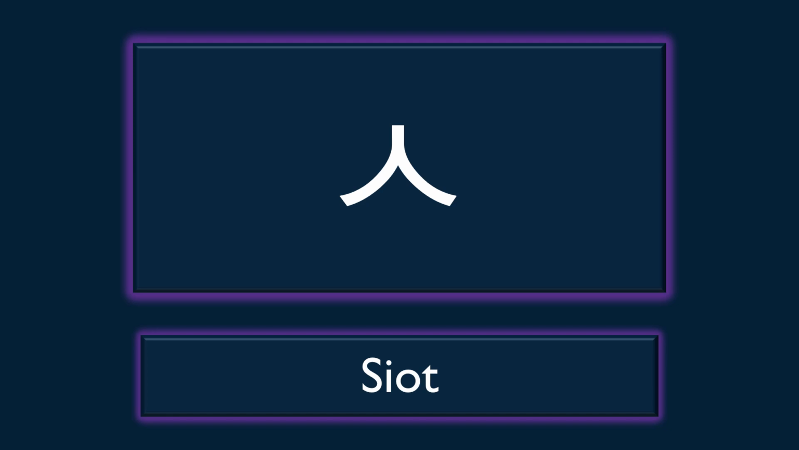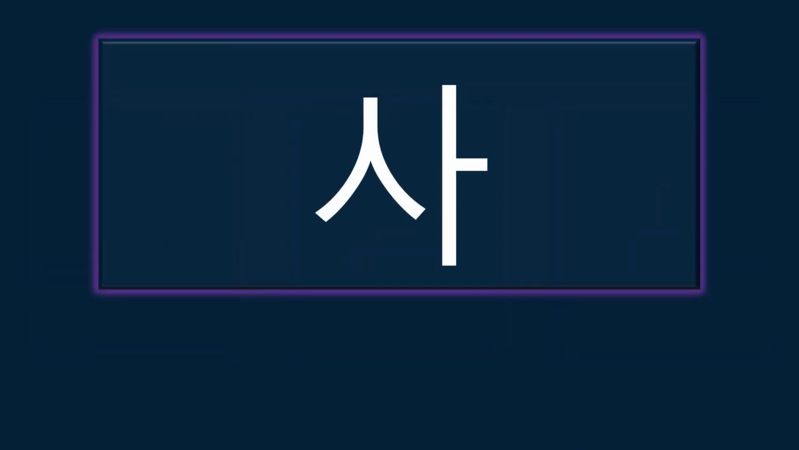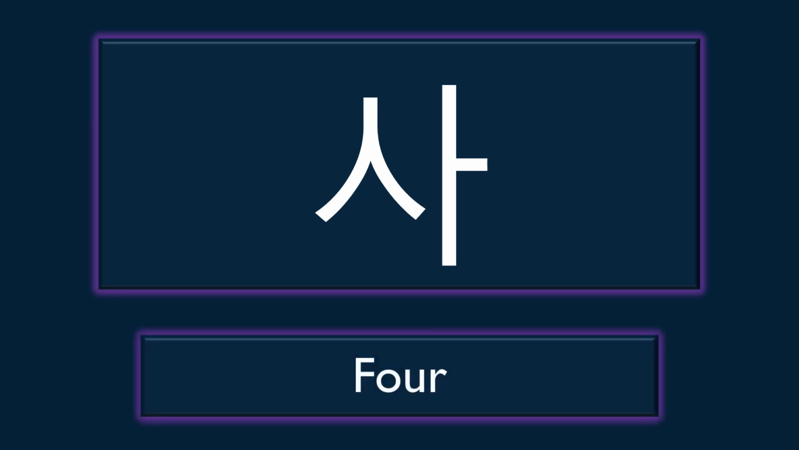The seventh single consonant, siot. For beginners, this is temporarily read as sa. One more time, sa, sa, sa. Now, let's take a look at some words. This word is read as sa, which means for.